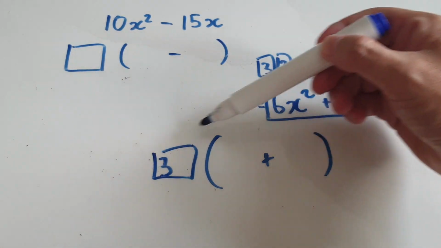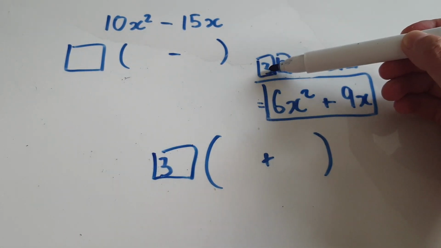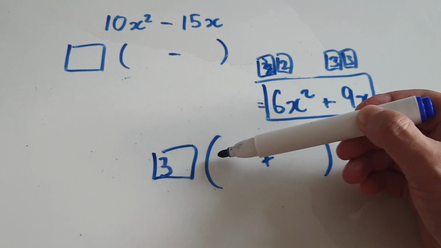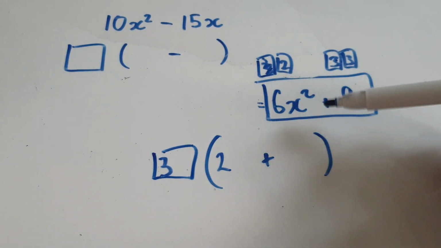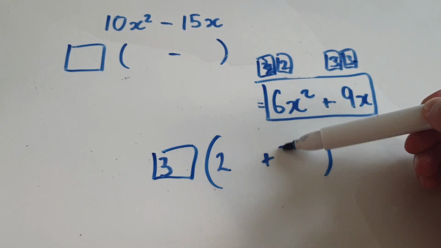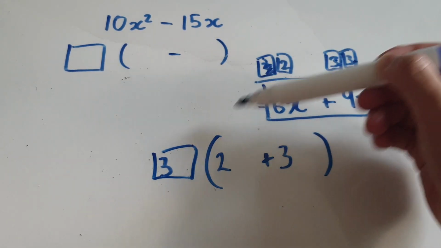Now, 3 times what would give me 6? Well, 3 times 2 would give me a 6. And then 3 times what would give me a 9? Well, it's going to be 3. So we dragged out the 3.